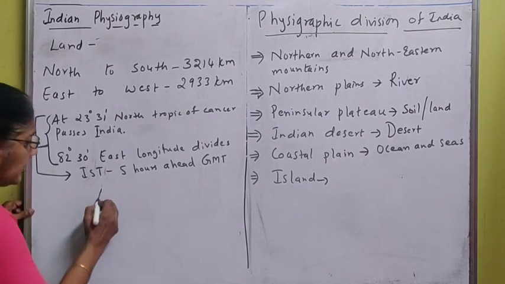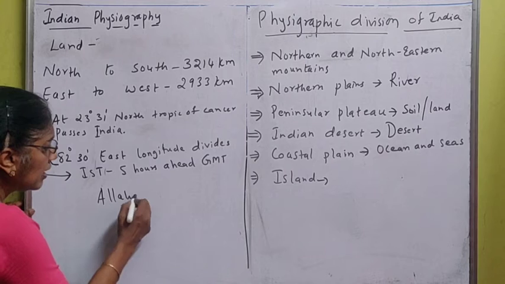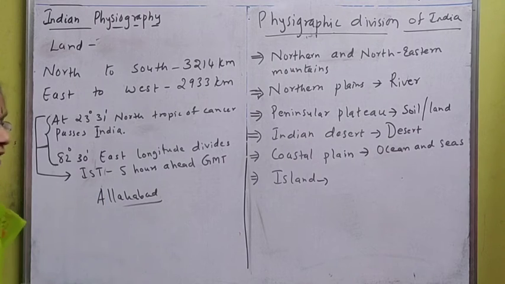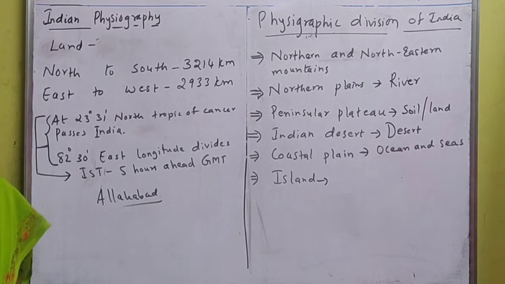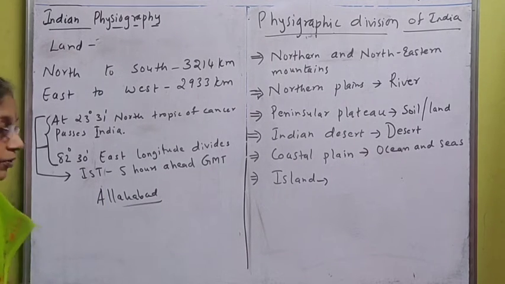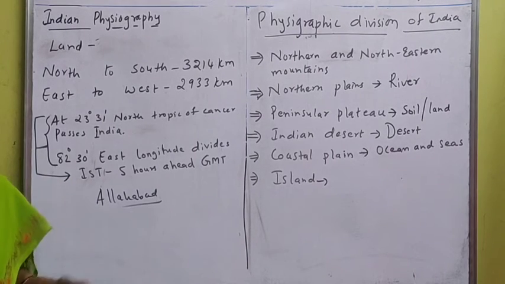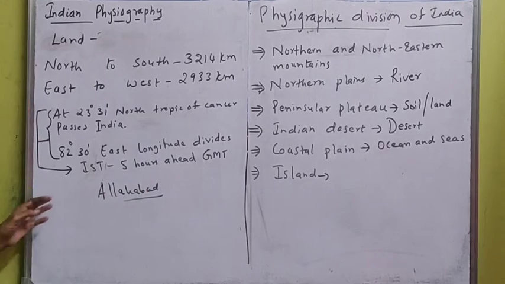Through where does it pass? It passes through Allahabad. Okay, that is why it's a very important longitude. So can we ask, 82.5 degrees longitude, what's the importance of this longitude? Because our Indian Standard Time is based on that only. It is passing through Allahabad.